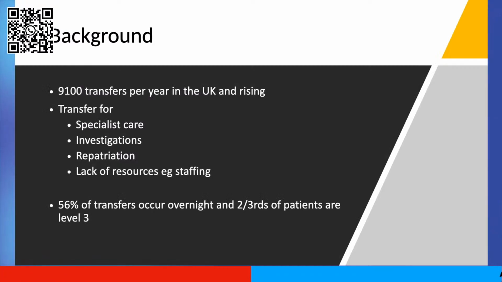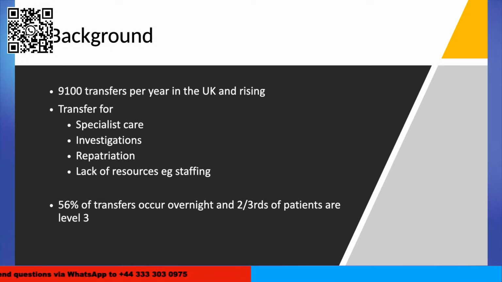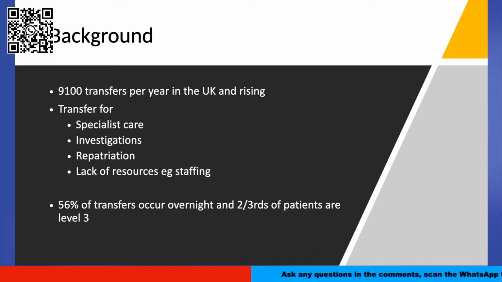So for some background, here in the UK we do around 9,000 transfers per year, although this number is rising, and we transfer for a number of reasons. First of all, to access specialised care that may not be available in our hospital, and locally that includes neurosurgical care, the transplant team, and also the ECMO teams. We also do inter-hospital transfers of patients from our critical care unit to places such as theatre and the CT scanner. And we repatriate a small number of patients, both locally and even less internationally.